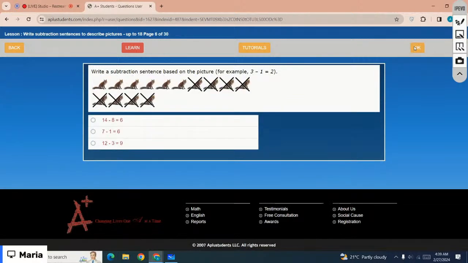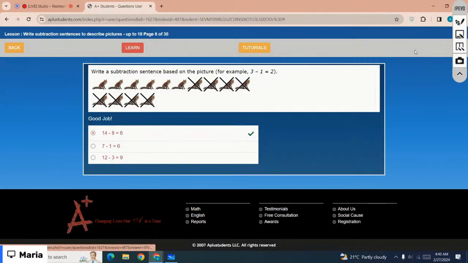The next one is write a subtraction sentence based on the picture, which is the correct option. That is 14. Take away 8 equals 6. Option number 1 is the correct option.